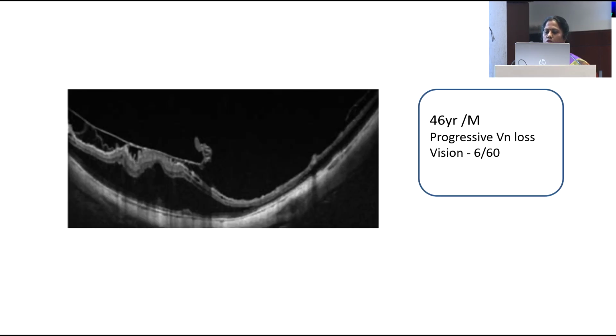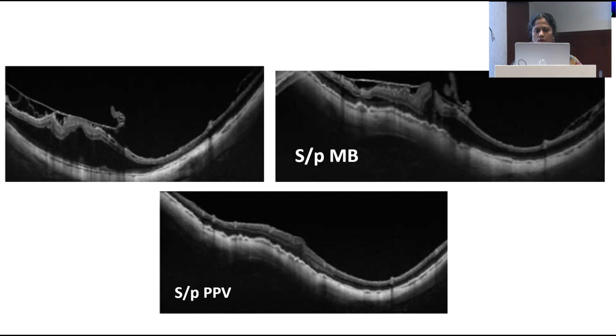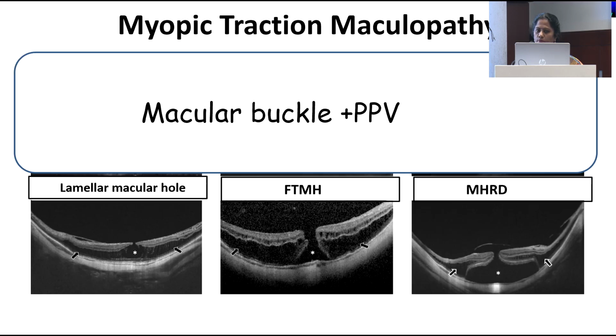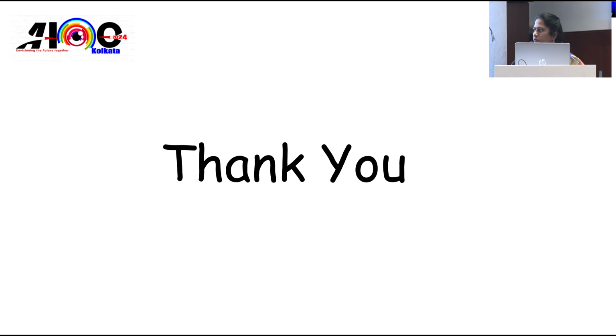And now I pose in front of the audience one question. Time is finished, you need to wind up. So in short, this is what it is: myopic traction maculopathy, where buckles are being placed, and where a macular buckle with a vitrectomy, and that's it. Thank you.